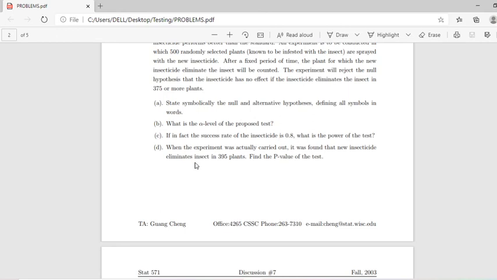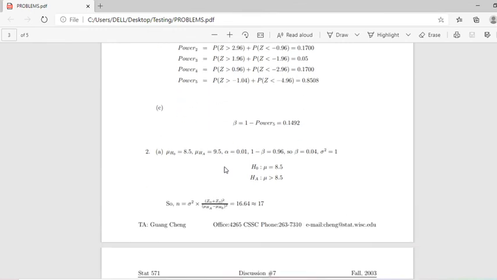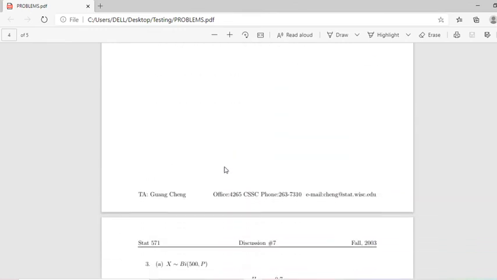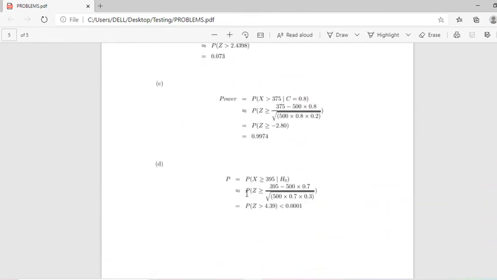The power of the test we have obtained, and alpha is obtained. Here they are considering 395. So if it is observed that it eliminated 395 plants, what is the p-value? Yes, that is the p-value. In the last section, it is the p-value.